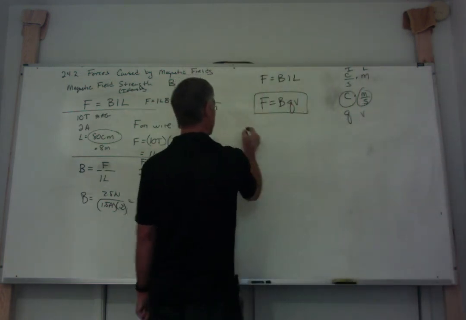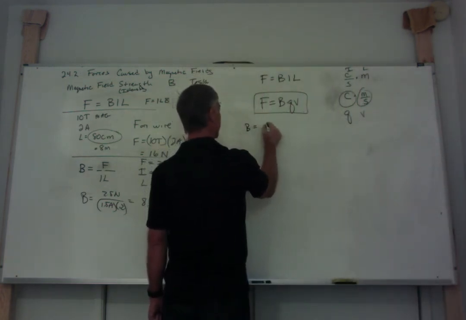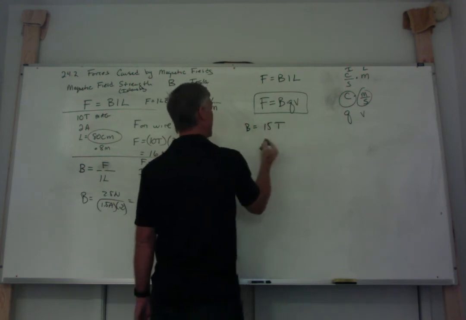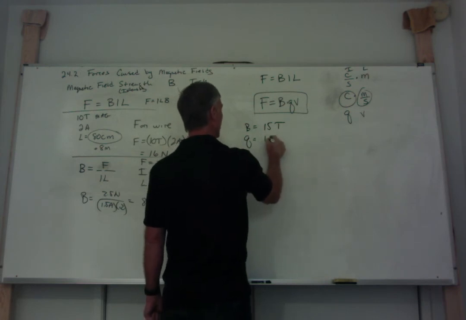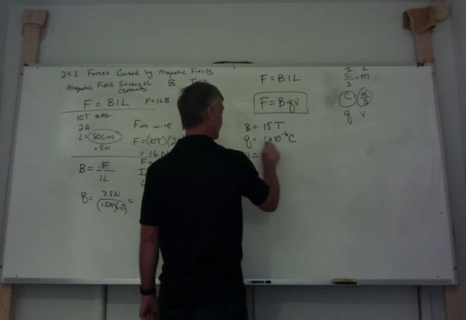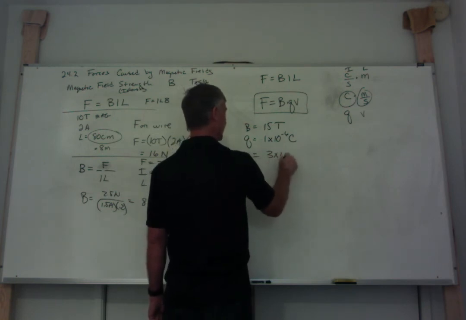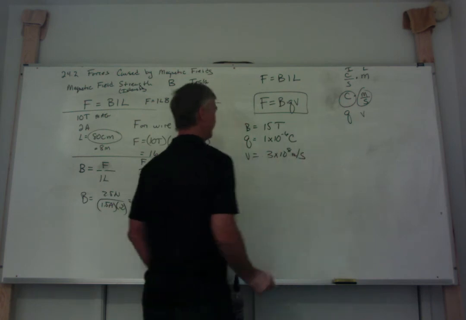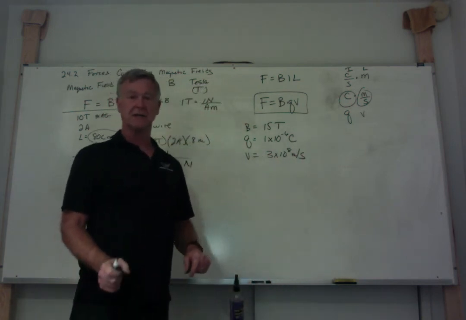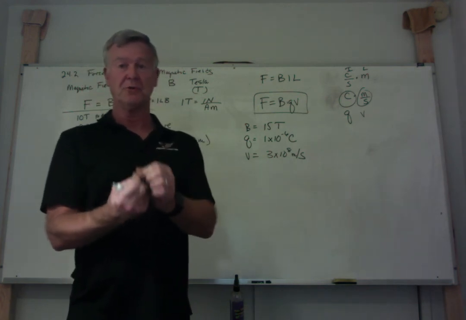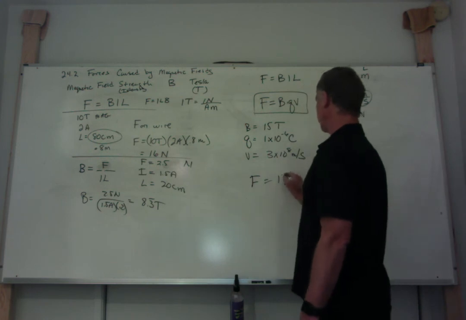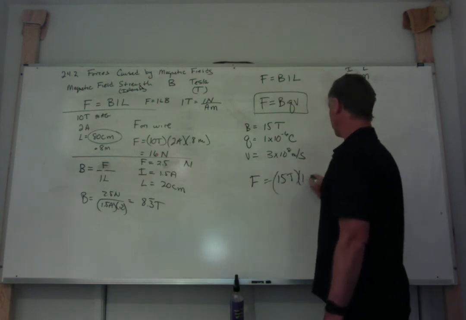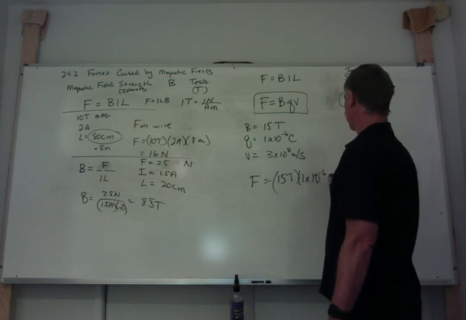So let's say that we had a magnetic field strength of 15 Teslas, and we had a Q, the charge on some particle of 1 times 10 to the negative 6 coulombs. And let's say those particles are traveling close to the speed of light, 3 times 10 to the 8 meters per second. What is the force on that particular electron? Remember, an electron is very, very small. What would the force on that electron be? The force would be equal to 15 Teslas times 1 times 10 to the negative 6 coulombs.